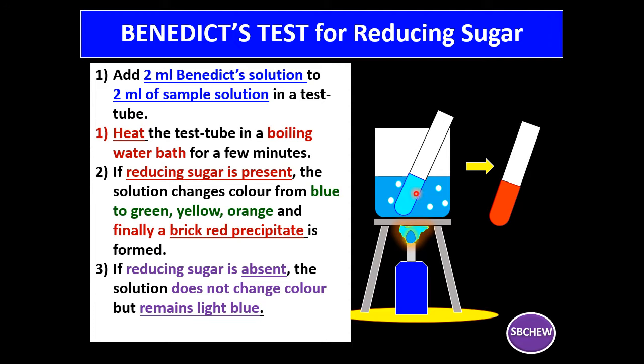So the color is blue in the beginning due to the Benedict's solution. If the reducing sugar is present, the color will change. The solution changes color from blue to green to yellow and orange, and then finally a brick red precipitate is formed. So if it changes to green, yellow, or orange, it still means that there is reducing sugar present, just that it is in smaller amounts. If it's a brick red precipitate, it means that there's a lot of reducing sugar present. So if reducing sugar is absent, then the solution does not change color, remains light blue.